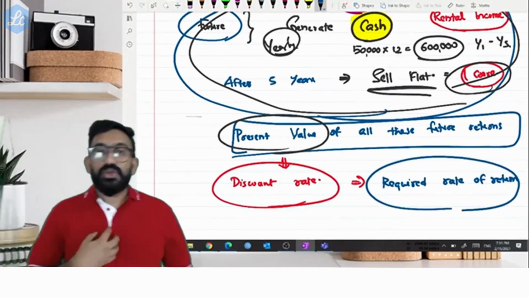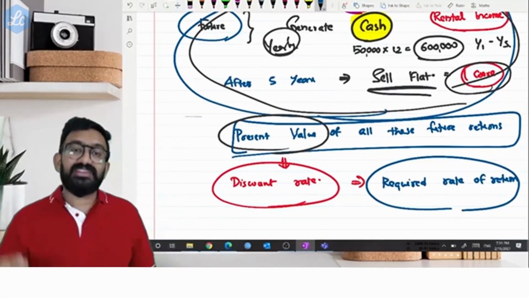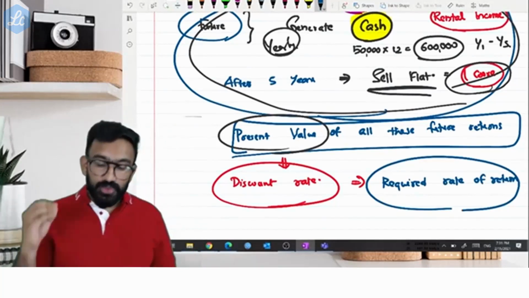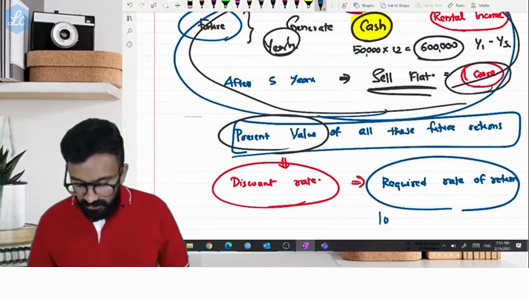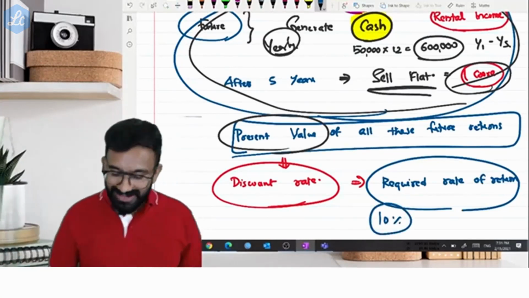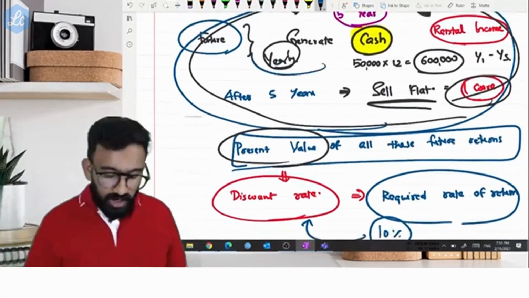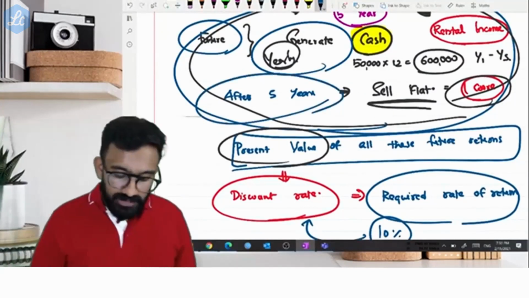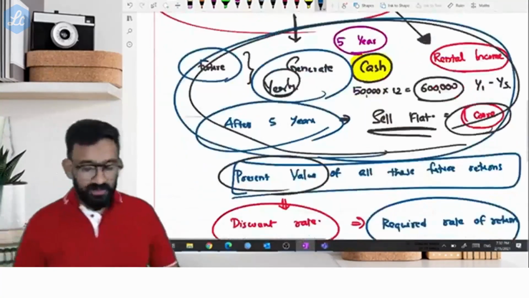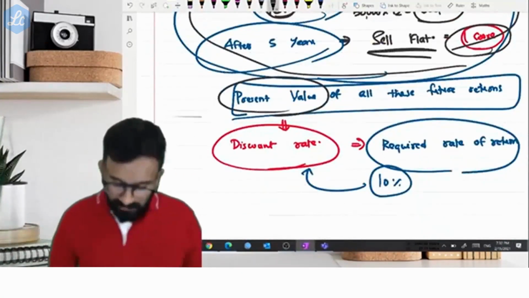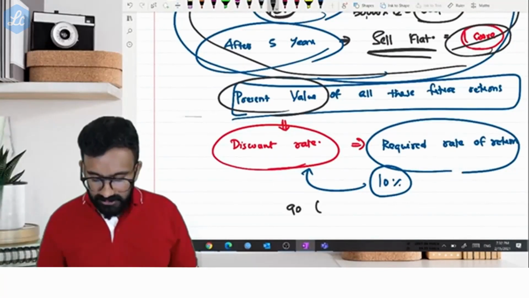Say it is almost like the expectation of the investor. So how much is the required return for you to take this particular decision of investing in a flat? If you are expecting 10% return over the period, then you will take a discount rate of 10%, and using this discount rate of 10%, you will discount this particular cash flows, and the cash flow at the end of the 5th year. So when you discount both of these cash flows, let's assume that we have got the discounted value as say 90 lakhs.